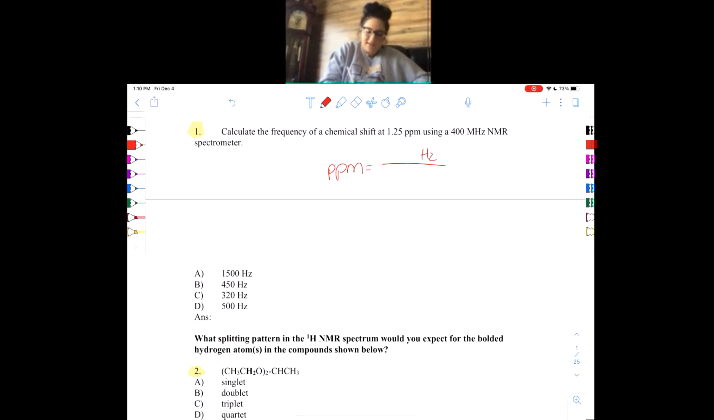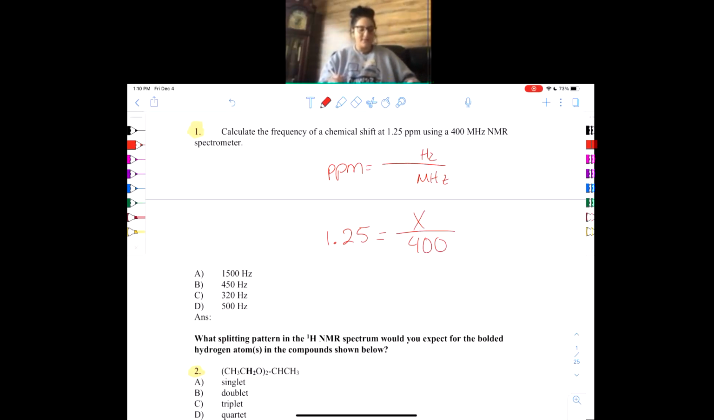Hertz over megahertz, exactly. So here they gave us ppm and they gave us megahertz, which is 400. So we're looking for x right here on the top. We are going to do some basic algebra, kind of multiplication, and we get x equals 500. So D is our answer, and I'm going to highlight these in blue. Ta-da! I know this is a huge throwback, but it's really simple once you get the equation down.